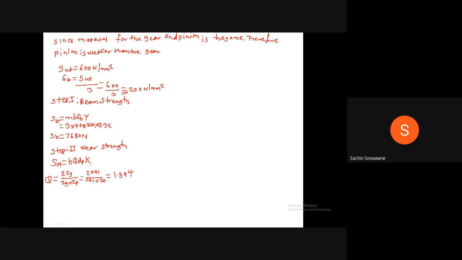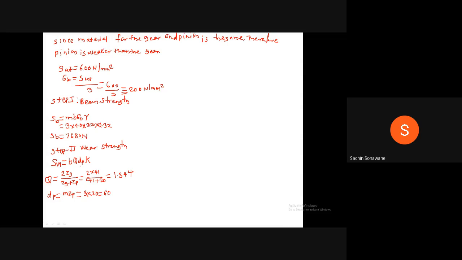Dp means pitch circle diameter of pinion. Therefore, dp is equal to m into zp. This is the standard formula: module into number of teeth. What is the module? 3 into 20. This is a simple calculation: 60. 20 into 3 is equal to 60.